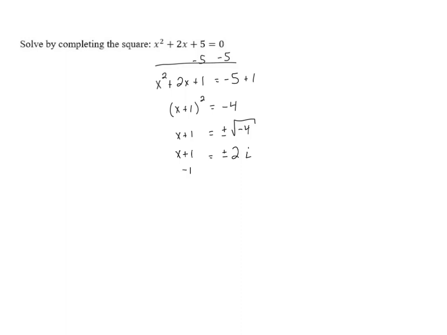To get the x alone, we subtract 1 on both sides. This leaves us with x equals negative 1 plus or minus 2i. And this is our final answer.